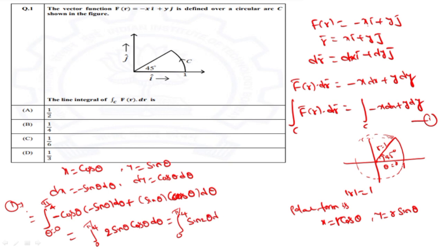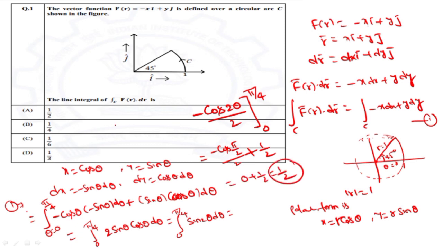The integral of sin 2 theta is minus cos 2 theta by 2, because of the 2 theta, integrating from 0 to pi by 4. So this is minus cos pi by 2 on substituting the upper limit, and minus of minus plus cos 0 is 1. Cos 90 is 0, plus 1 by 2 is 1 by 2. So the answer is 1 by 2, option A is correct.